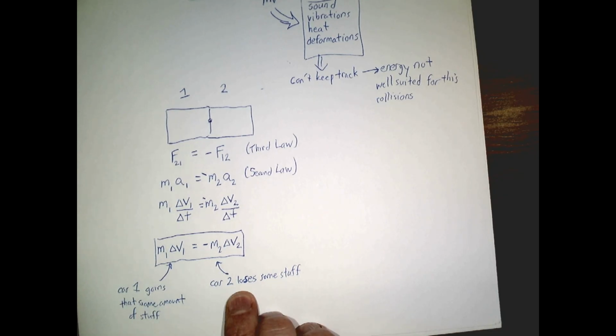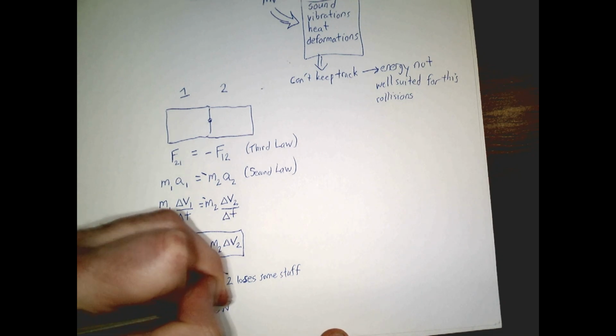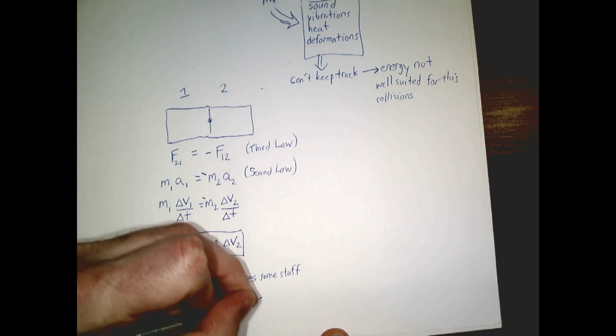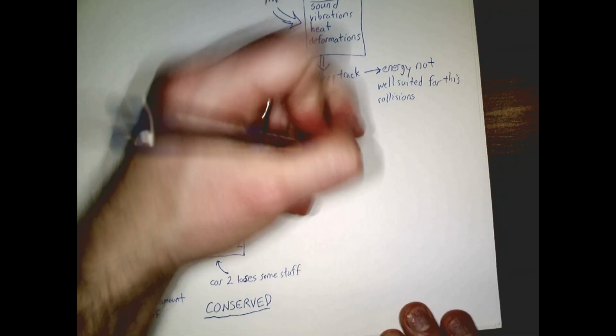Well, we lost some stuff. That's equal to the amount of stuff that car 1 gained, and so therefore we have another conserved quantity. Whatever this mv is, it has to be another conserved quantity that's different from energy, and this one is specifically conserved in collisions. So what is this stuff? Well, if you were paying attention to the title of this video, I assume you were, you could probably guess that this stuff is called momentum.